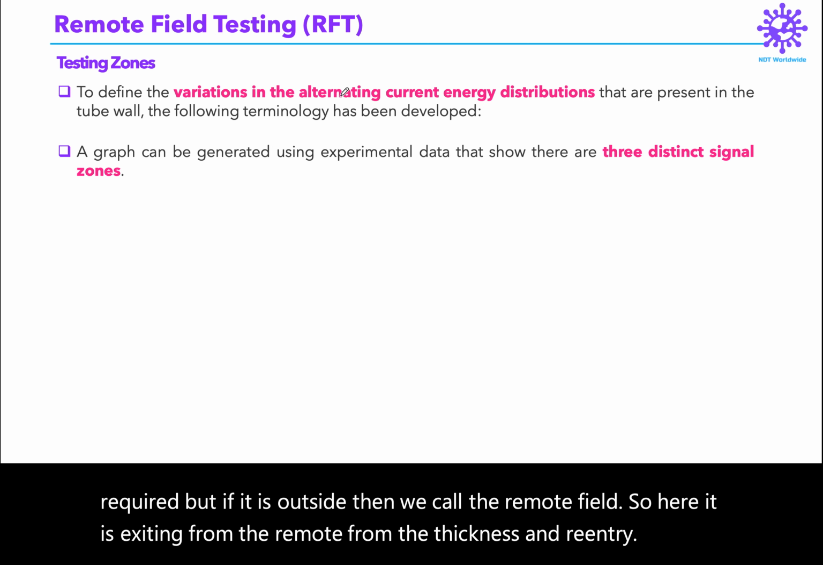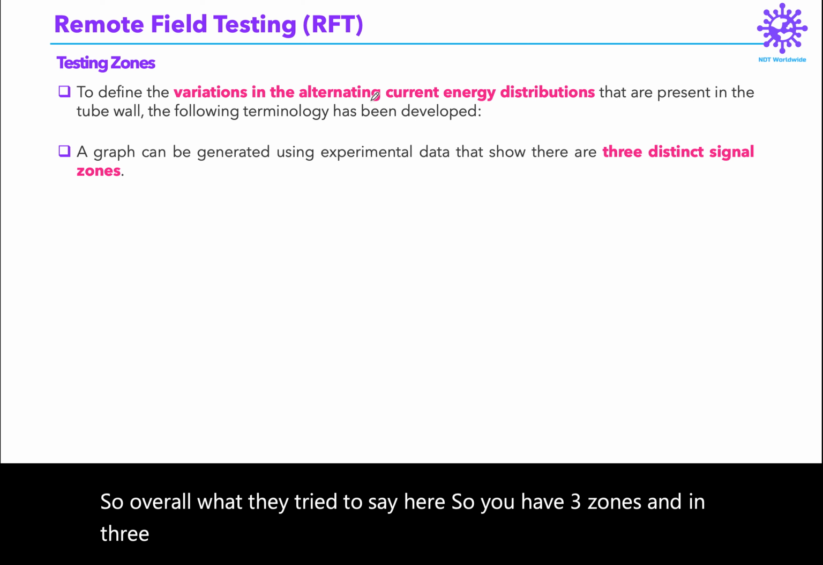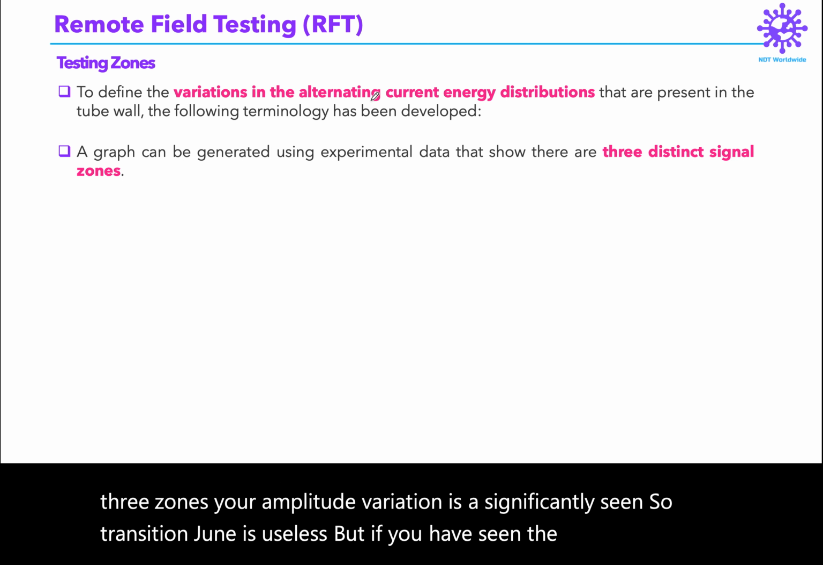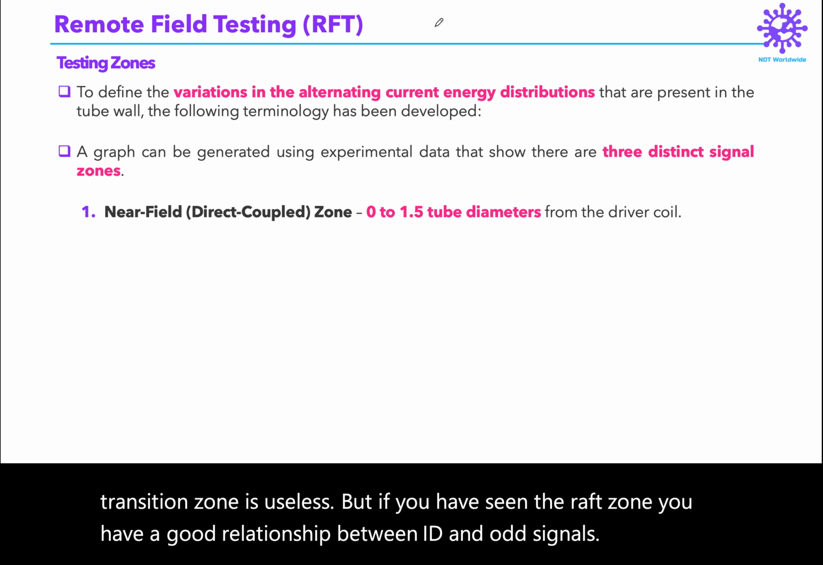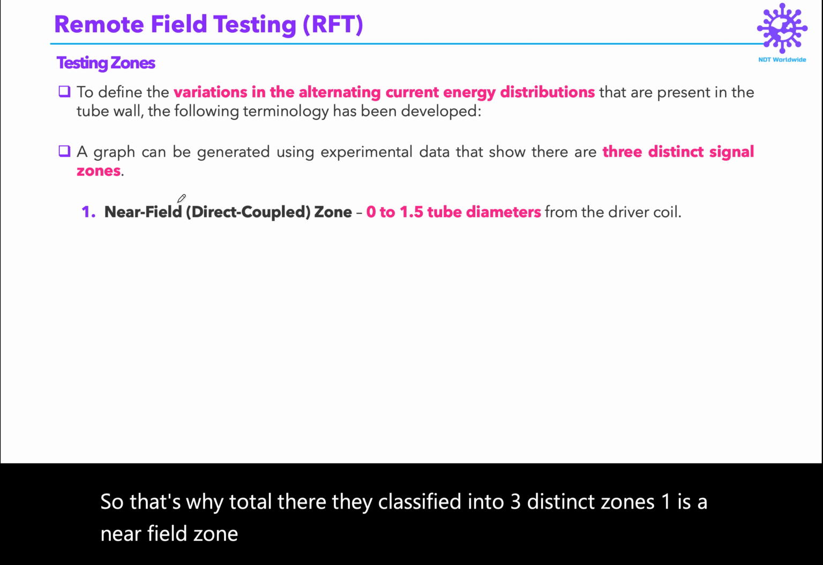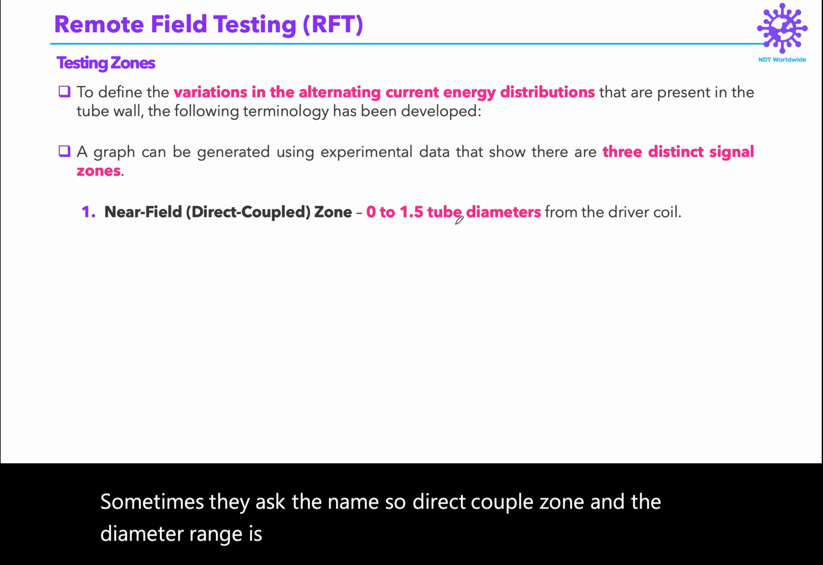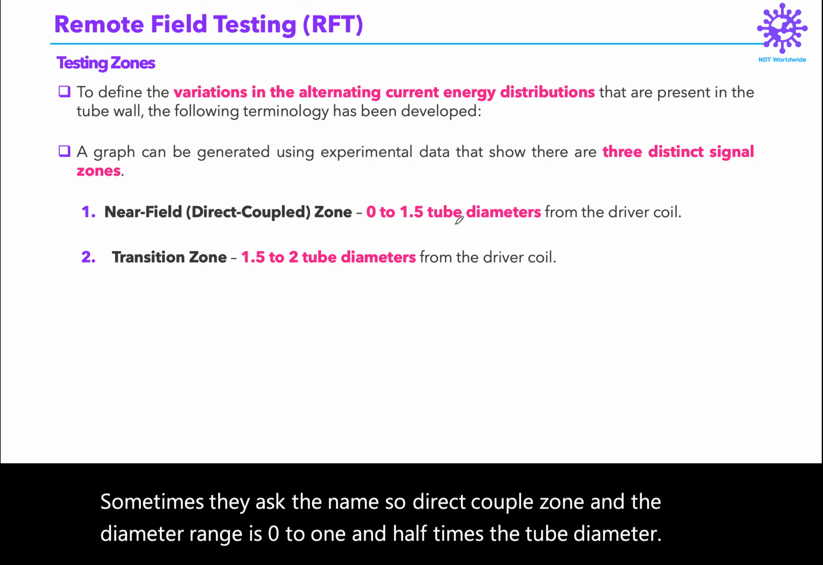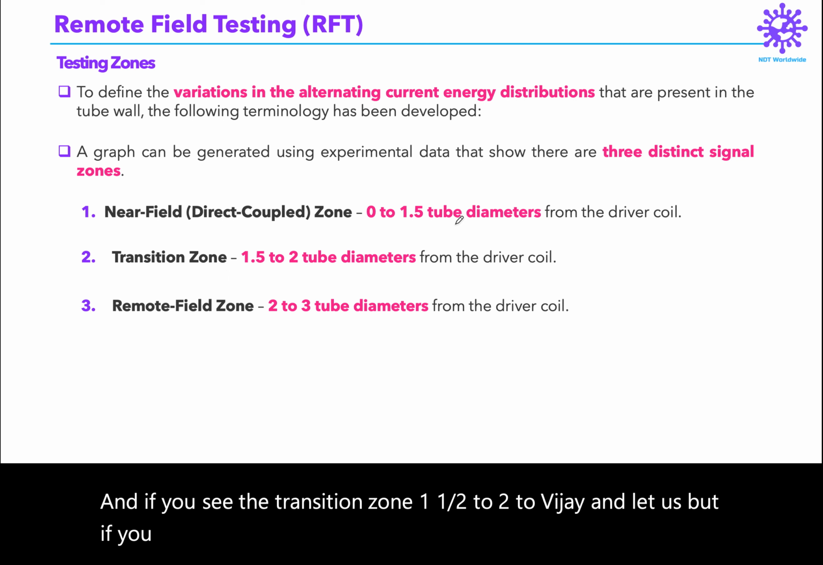So overall, what they're trying to say here is that you have three zones, and the amplitude variation is significantly seen across them. The transition zone is useless, but in the RFT zone, you have a good relationship between ID and OD signals. That's why they classified into three distinct zones. One is the near field zone. We also call it the direct couple zone. Sometimes they ask the name. So the direct couple zone has a range of 0 to 1.5 times the tube diameter. The transition zone is 1.5 to 2 diameters. But the remote field is greater than 2 times the diameter.